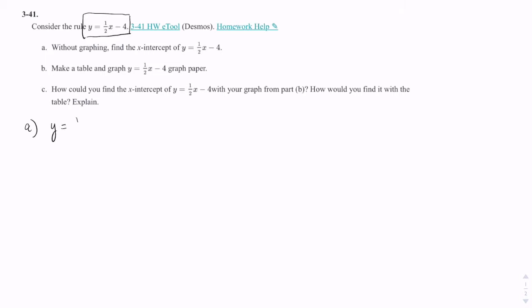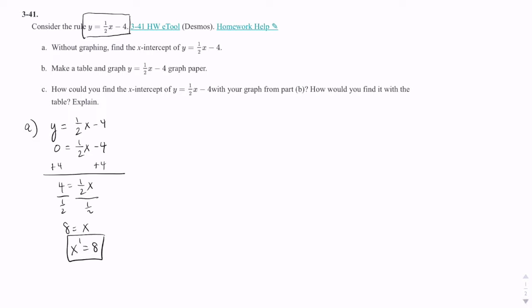So if I have the equation y equals 1/2 x minus 4, and I put a 0 in for y and solve for x, I'm going to get the x-intercept. So first I'll add 4 to both sides, and I get 4 equals 1/2 x. Then I'll divide both sides by 1/2, right? And 1/2 goes into 4 8 times. So we get the x-intercept equals 8. There's the x-intercept.